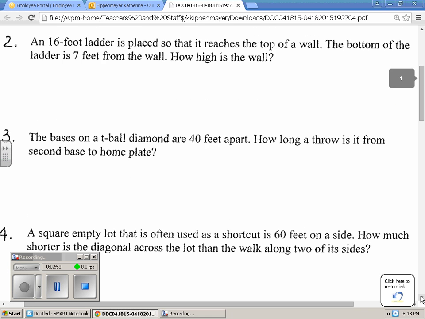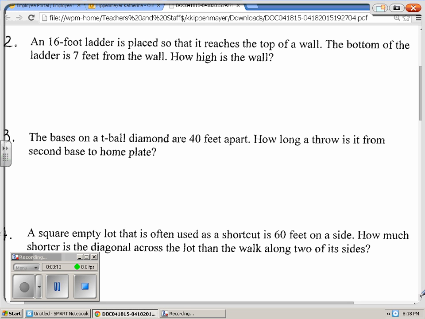Let's go ahead and look at number 2. Okay, the classic ladder problem. A 16-foot ladder is placed so that it reaches the top of a wall. The bottom of the ladder is 7 feet from the wall. How high is the wall? So we have a 16-foot ladder, and they tell us that the bottom of the ladder is 7 feet from the wall. So this distance right here is 7 feet. And they're asking us for the wall, what's the height of the wall?